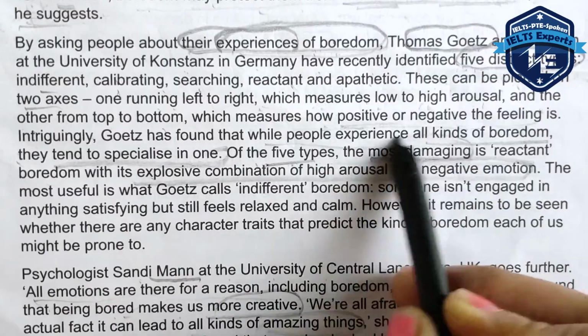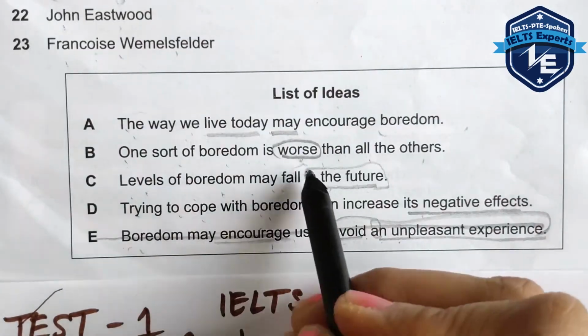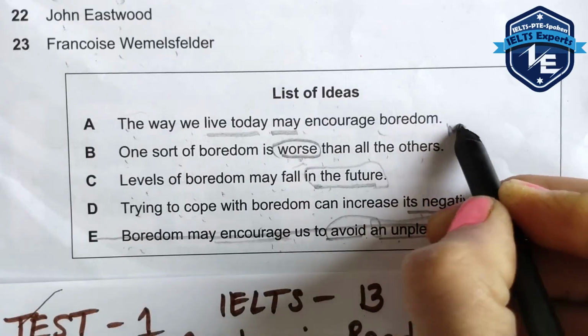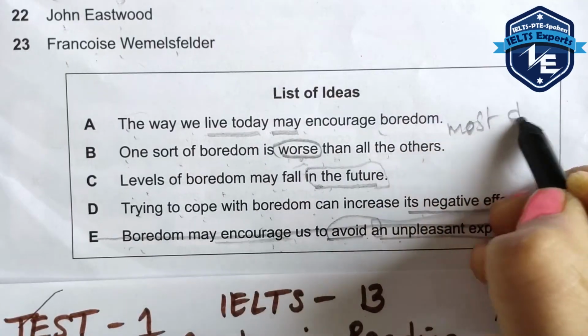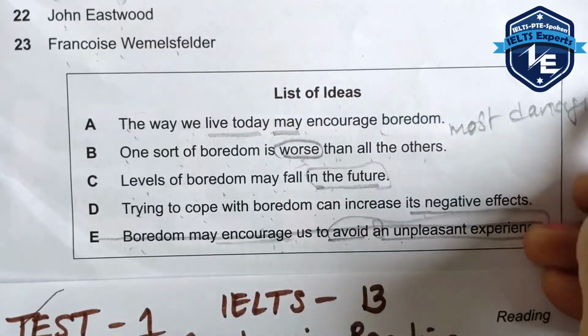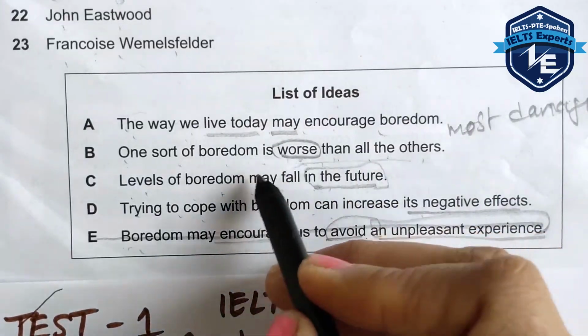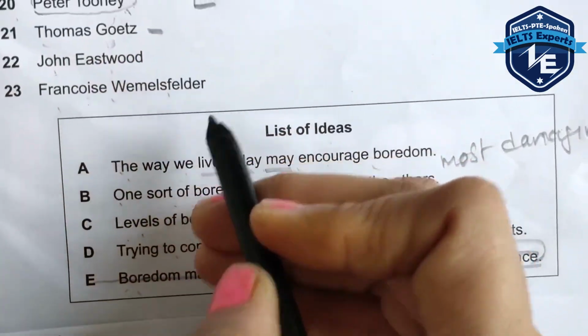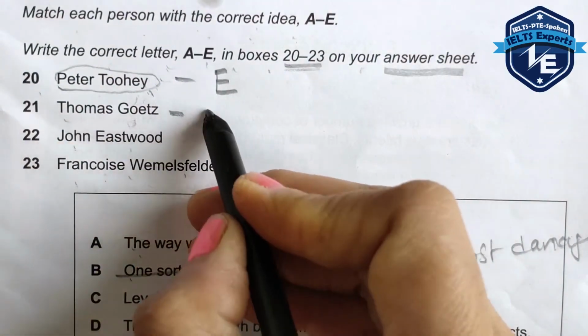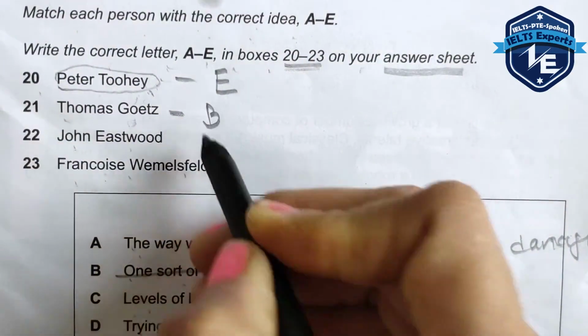The most damaging is, it is given, yes, worse than all the others. Worse than is most damaging, it is given in the paragraph. Most damaging, worse than others. It means for B, so the answer for Thomas Goetz is B.